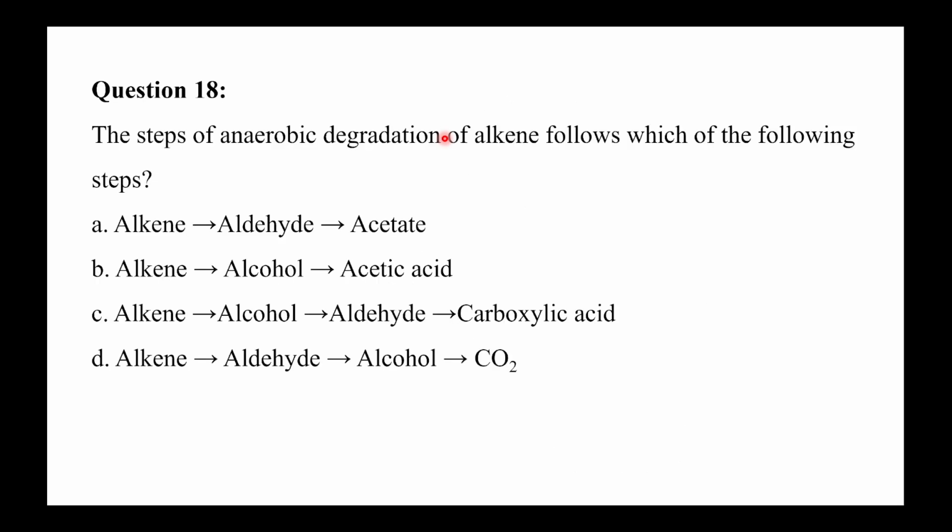So the next question is, the steps of anaerobic degradation of alkene follows which of the following steps? Option A, alkene to aldehyde to acetate. Option B, alkene to alcohol to acetic acid. Option C, alkene to alcohol to aldehyde to carboxylic acid. And option D, alkene to aldehyde to alcohol to carbon dioxide.